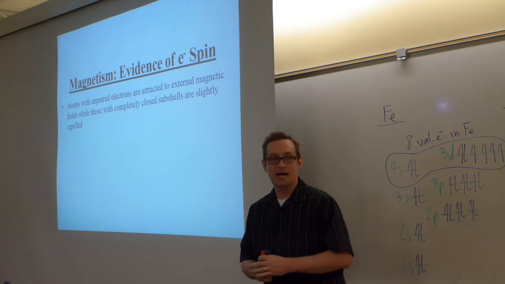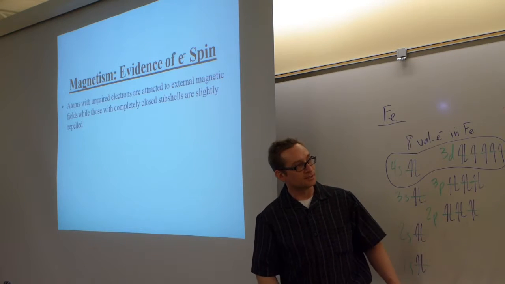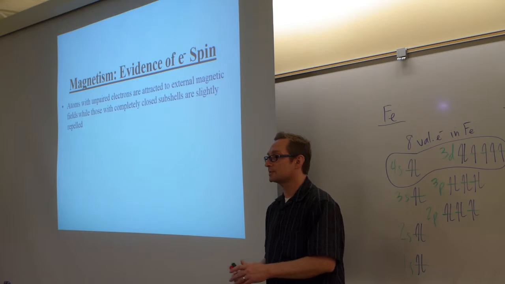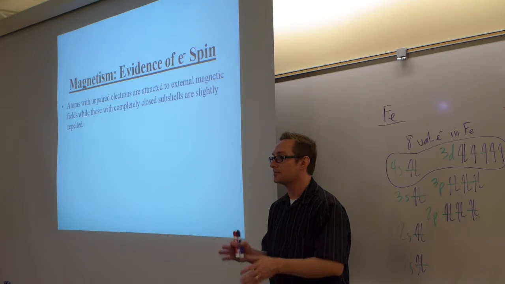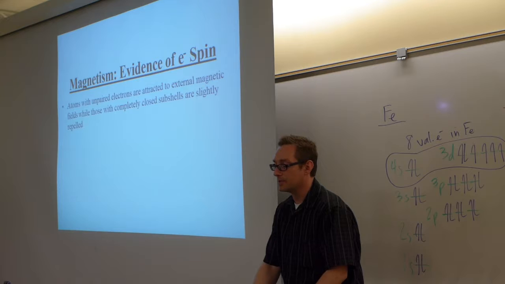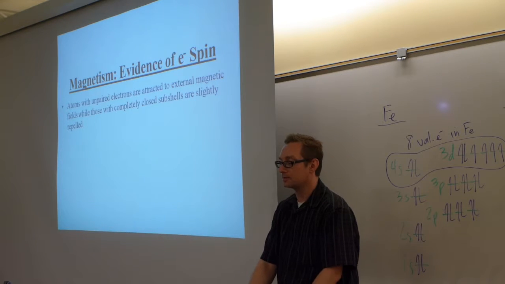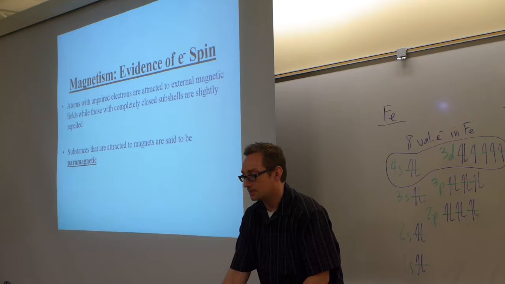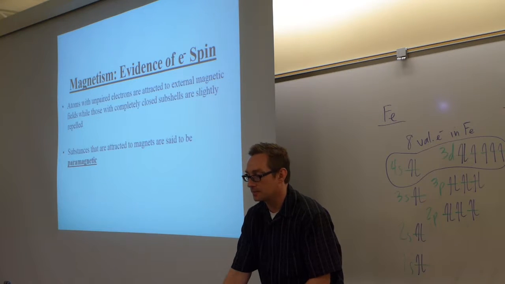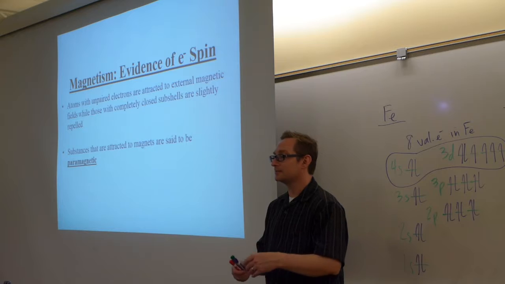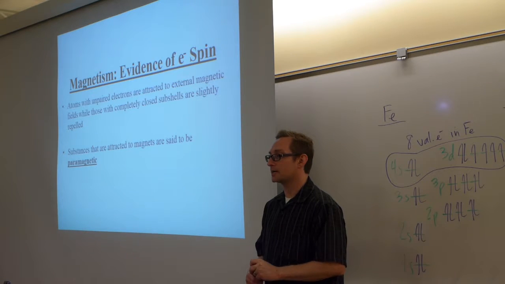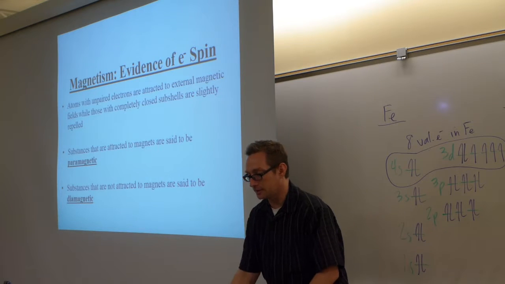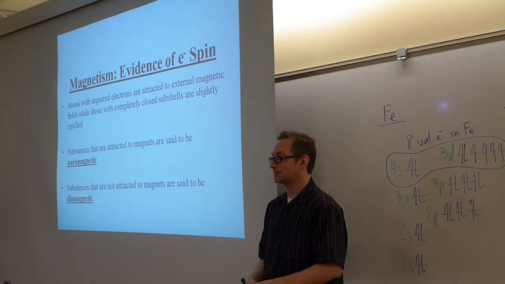So if you have nothing but filled subshells, for example the noble gases, there are no unpaired electrons. Those are slightly repelled by magnetic fields. But if there are unpaired electrons, they'll be attracted to magnetic fields. Substances that are attracted to magnets are said to be paramagnetic. So if you have an atom with an electron configuration with unpaired electrons, you call it paramagnetic. And if all the electrons are paired, you call it diamagnetic. This is terminology.